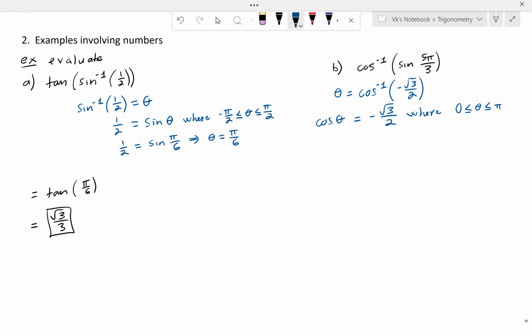And that angle has reference angle pi over 6, with cosine negative root 3 over 2. From here, the angle theta is 5 pi over 6, and this is the answer. Yeah, be careful.